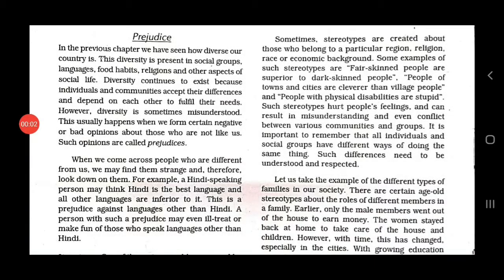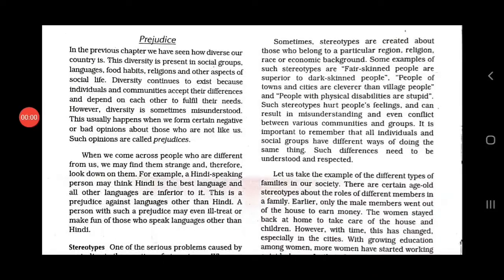Now, in the next paragraph, children, they are talking about an example. Sometimes we come across people who are not like us, who are different from us, and because they are different from us, we behave strangely with them and look down on them. For example, they have shared an example over here. A Hindi speaking person may think Hindi is the best language and all other languages are inferior to it. So here, children, they are talking about a Hindi speaking person who feels that Hindi is the best language, and all other languages are inferior. Inferior means of low social value. So this thing is prejudice, prejudice against languages other than Hindi.